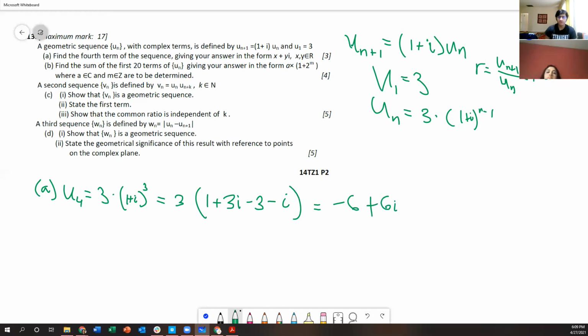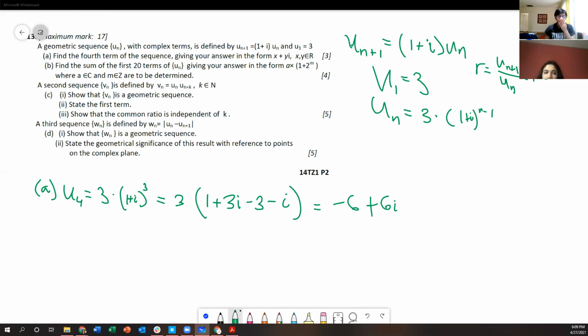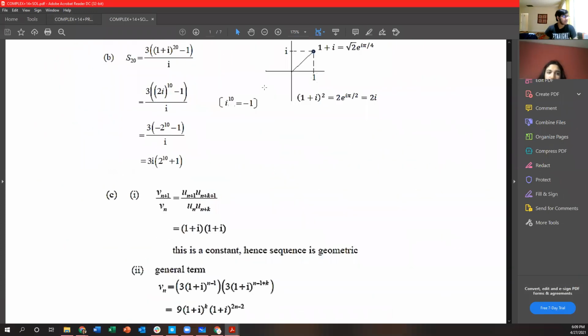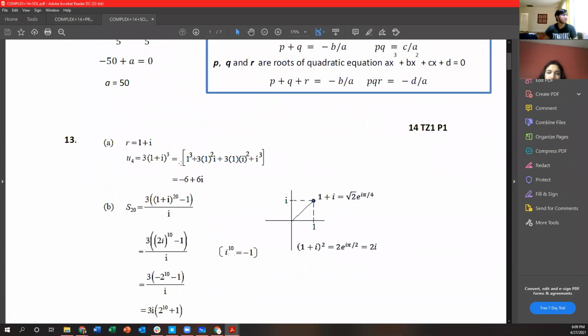Do you have the solutions open? I just want to make sure, because if I start wrong, it'll end up wrong. I'll have this open on the side just so I can check and make sure. Negative 6 plus 6i, that's correct.